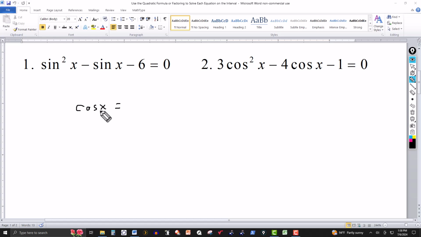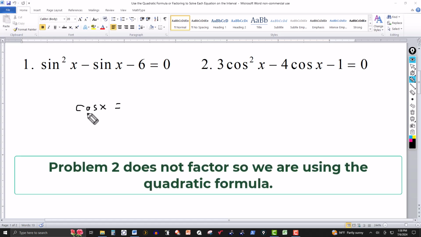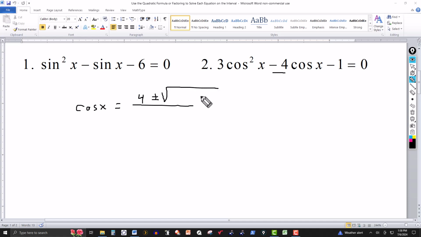This is the variable part, that would be your x in the formula. In this case, it's represented by cosine of x. So cosine of x is equal to, according to the formula, minus b. b is negative 4, so minus that gives me a 4. And then it's plus or minus the square root of b squared. b is negative 4, so square that, you get a 16.